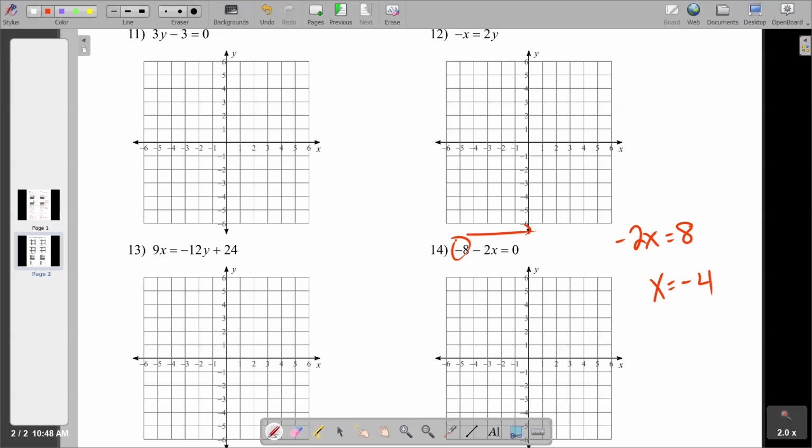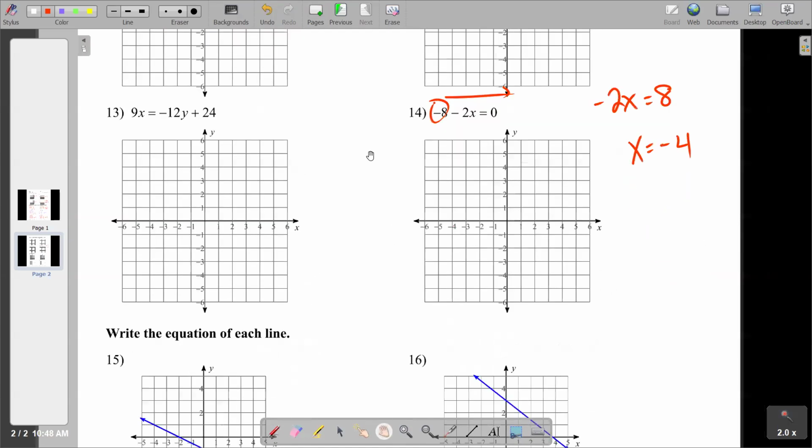Because there's only an x, it's going to be a vertical line. And so I'm going to go across to the left 4, and that's where I'm going to graph my line. So x equals -4 is going to look like this. So remember, if there's only a y and no x, it's horizontal. If there's only an x and no y, it's vertical.